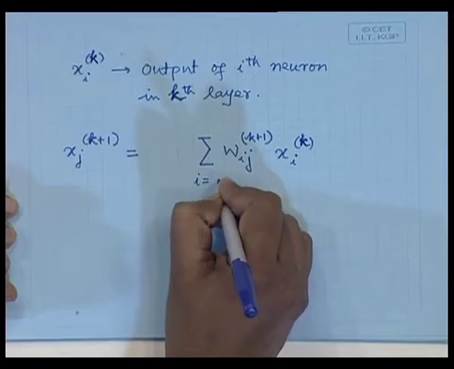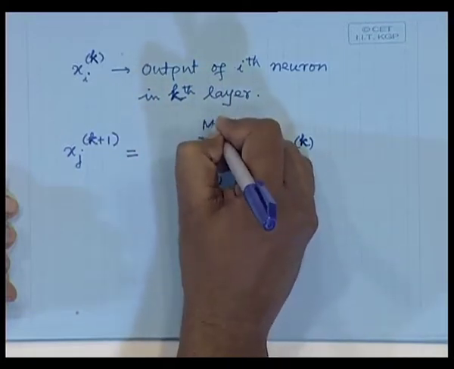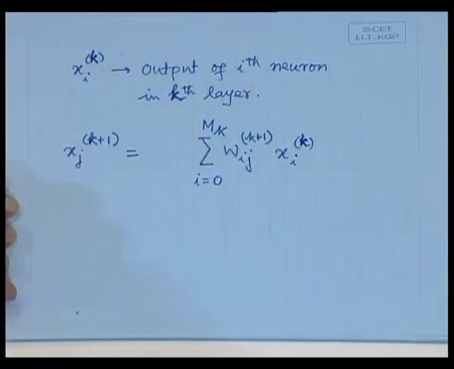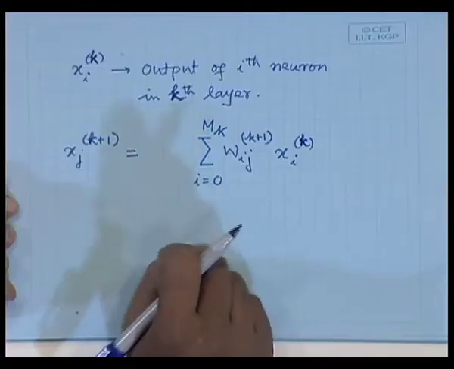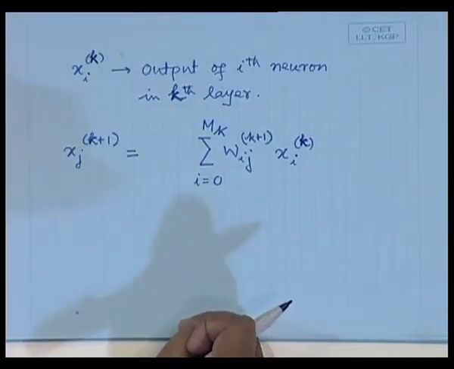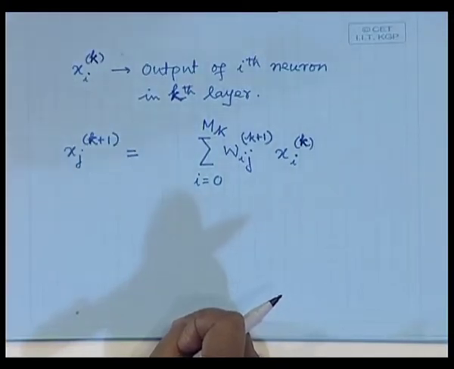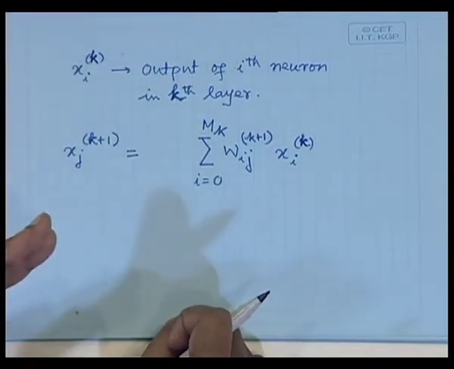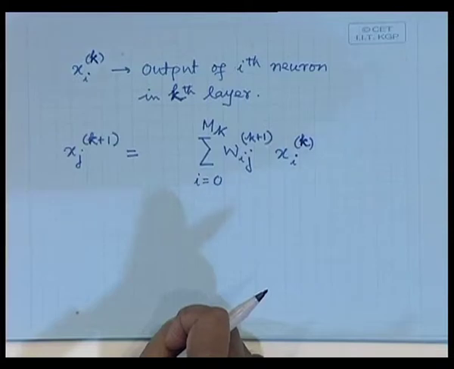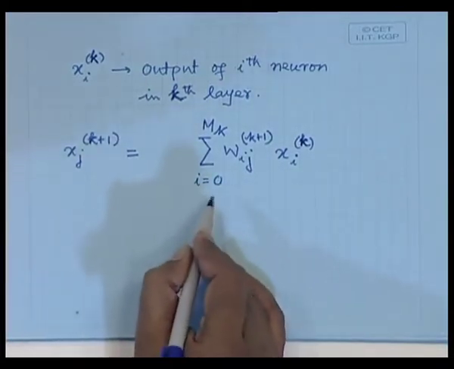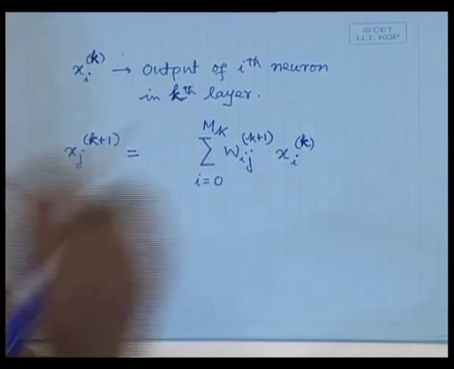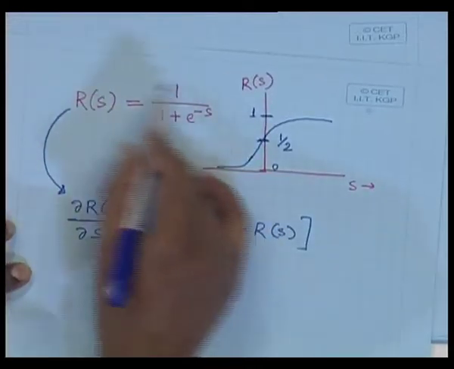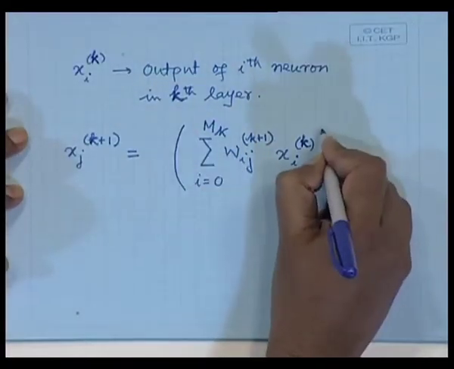for i varying from 0 to, let us put it as m_k, indicating I have m_k number of nodes in the kth layer. And i equal to 0 indicates that if I want to incorporate any bias in the kth layer also. So, I can have bias in the input layer, and I can also have bias in every other layer as well. So, m_k is the number of nodes in the layer, plus 1. So, the total number of nodes is m_k plus 1. So, I set i equal to 0 to m_k. And on top of this, I have to have this non-linearity. So, the whole thing will be a non-linear function of this.